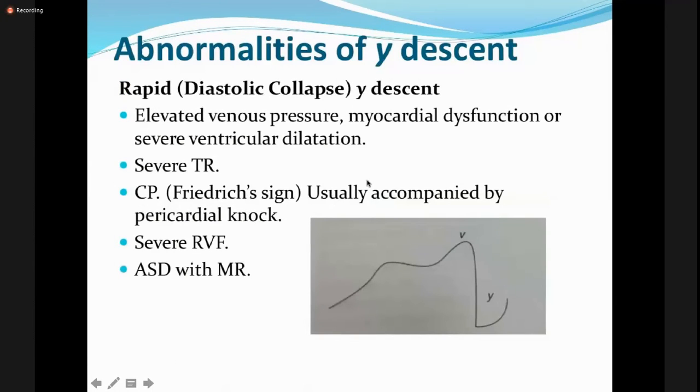Now comes to abnormalities of Y wave, rapid Y descent. It happens in case of severe tricuspid regurgitation, in case of constrictive pericarditis, severe right ventricular failure, ASD with mitral regurgitation. In these cases, there is rapid Y descent.